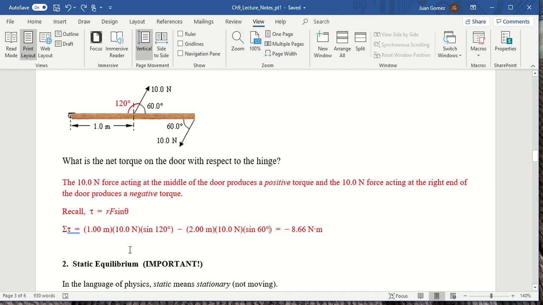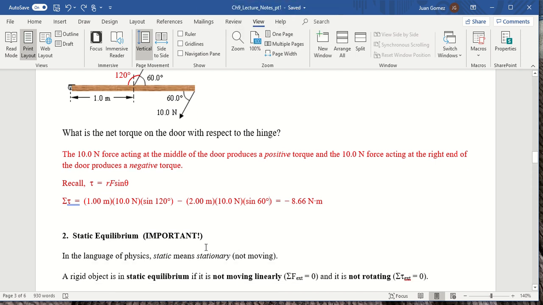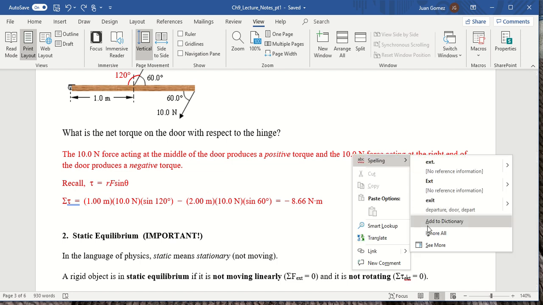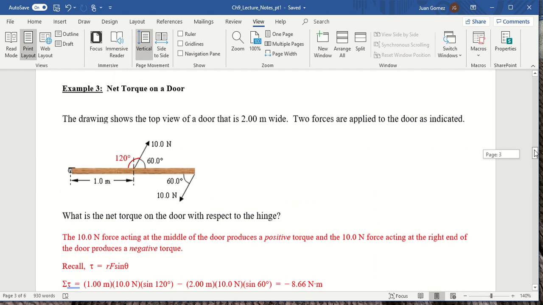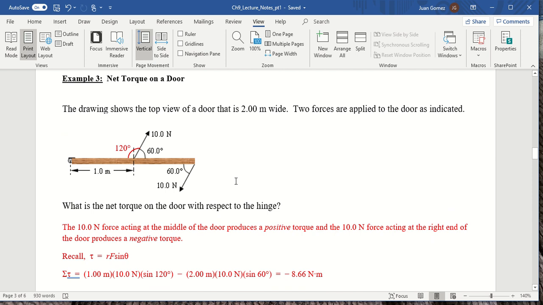Now very important are what we call static equilibrium problems. I'm going to save that for the next video. Again, I want to keep the size relatively manageable. So I'm going to stop here with net torque. Let me go ahead and save this video and get it posted.